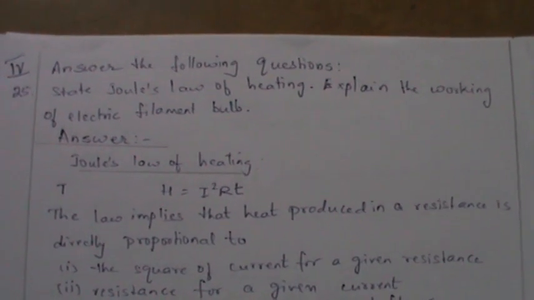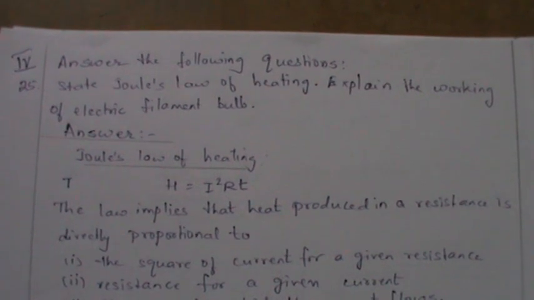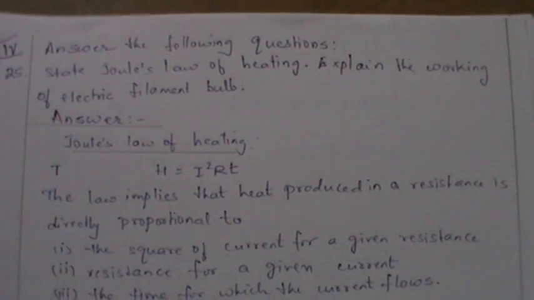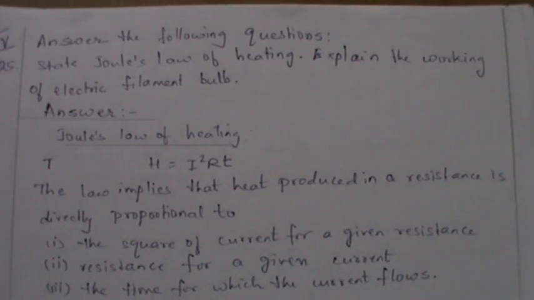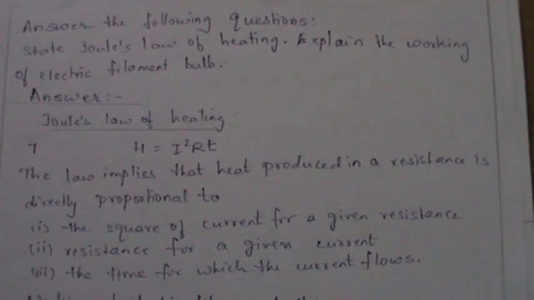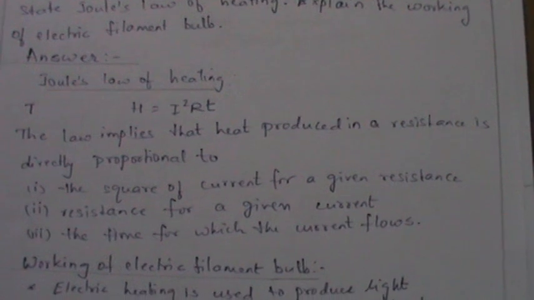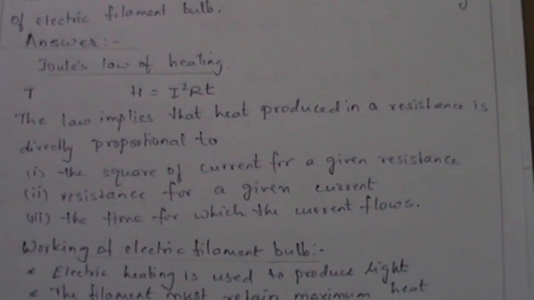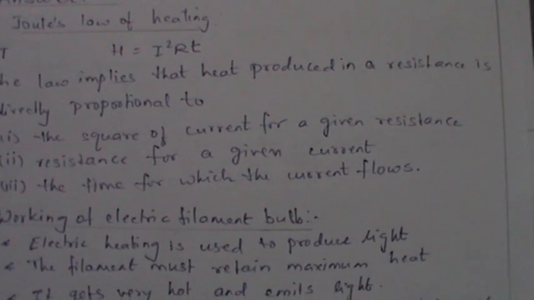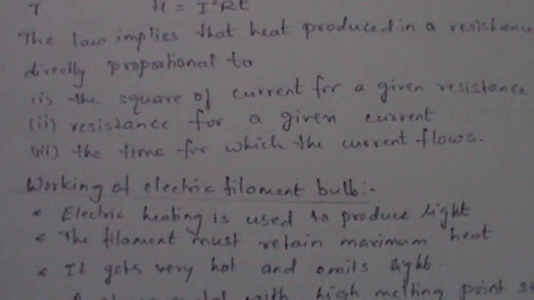Question number 25. State Joule's law of heating. Explain the working of electric filament bulb. Answer. Joule's law of heating. H is equal to I squared R T. The law implies that heat produced in a resistance is directly proportional to number 1. Square of the current for a given resistance. Number 2. Resistance for a given current. Number 3. Time for which the current flows.